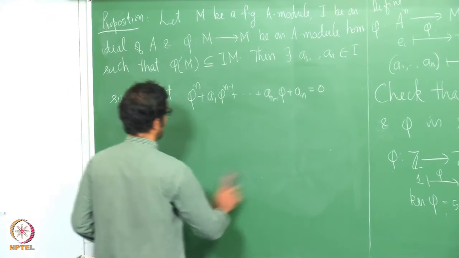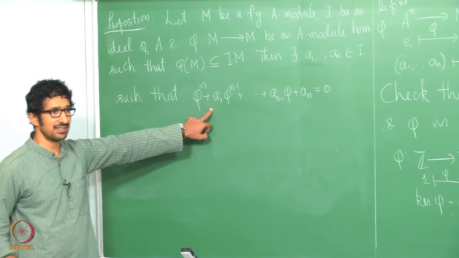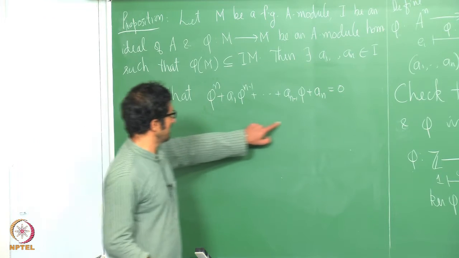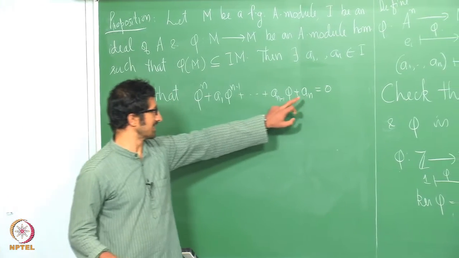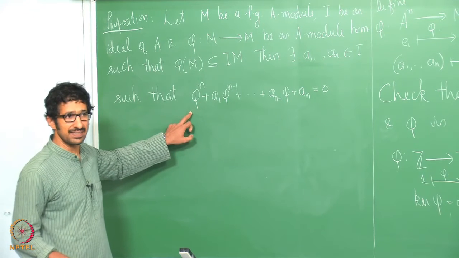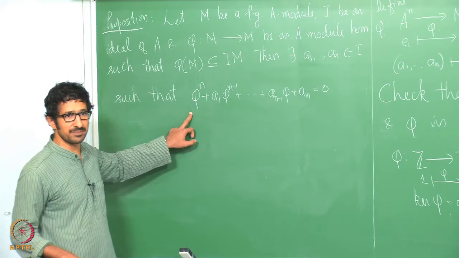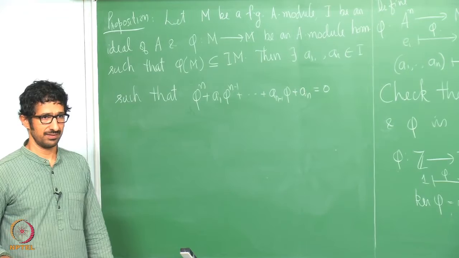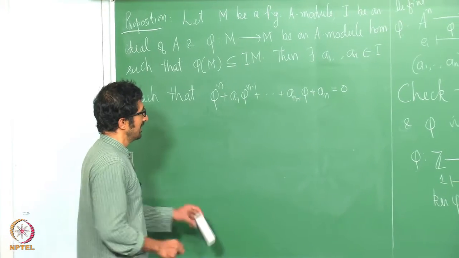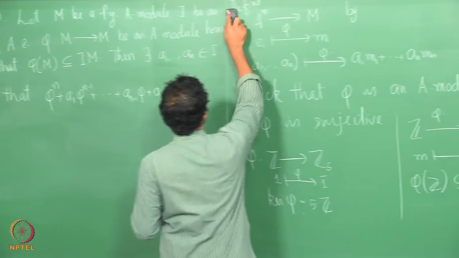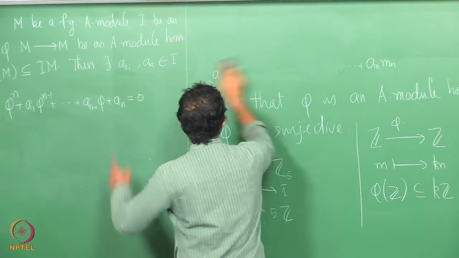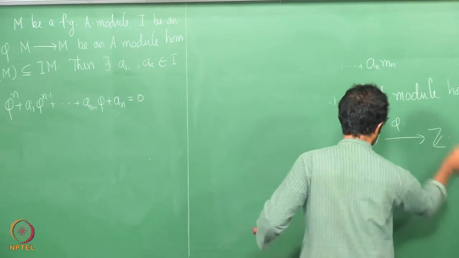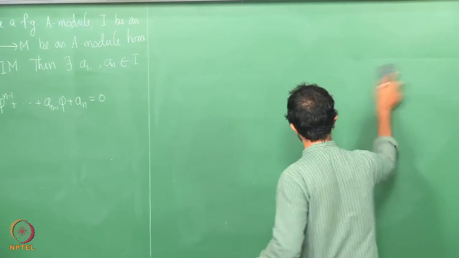Now what this says is that I get a linear combination of identity, phi, phi square up to phi power n in the endomorphism ring whose linear combination is the 0 map. Okay. Does this look somewhat familiar? Put this in the situation of vector spaces, does this look somewhat familiar?